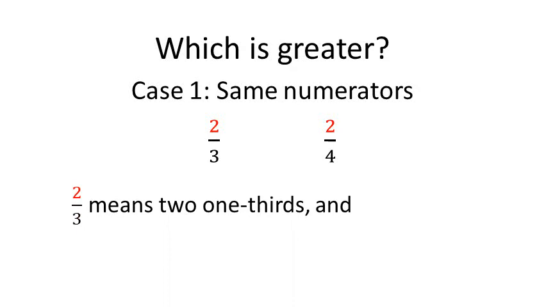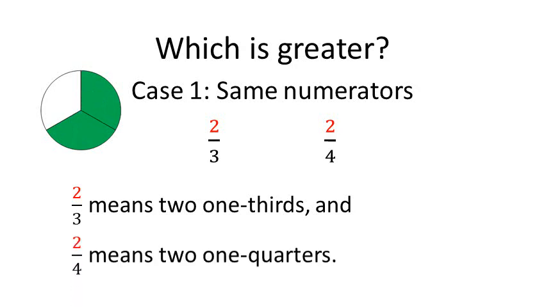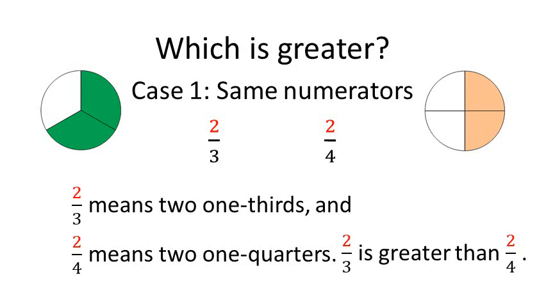2/3 means 2 shaded areas of 3 equally split pieces. In the diagram, it looks like this. And 2/4 means 2 pieces out of 4 equally split pieces. As you can see in the diagrams, 2/3 is greater than 2/4.